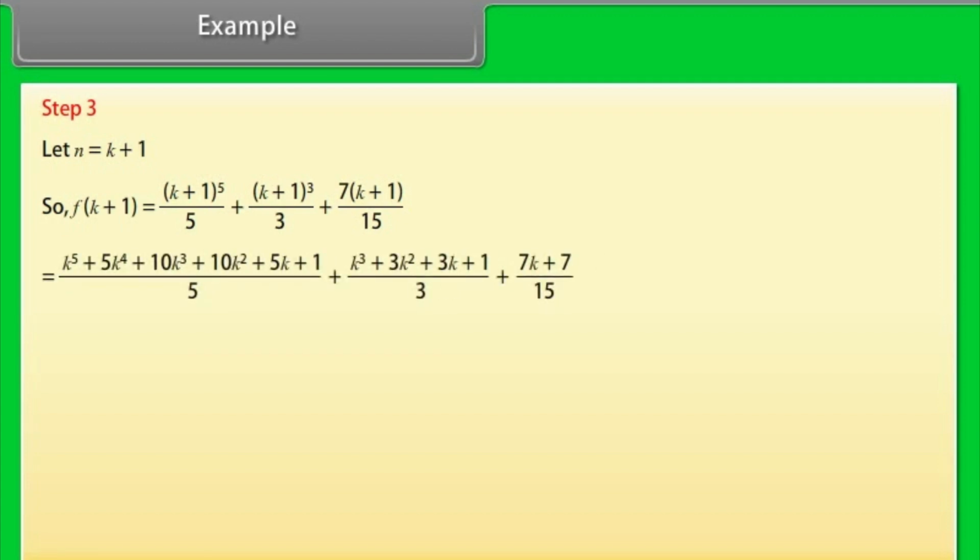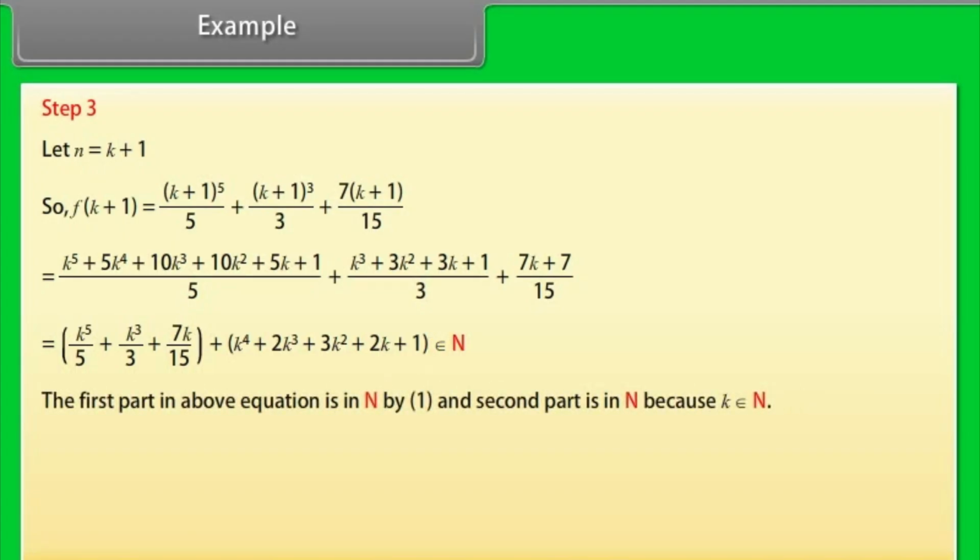Now by calculating it, we get f of k plus 1 is equal to k raised to power 5 by 5 plus k raised to power 3 by 3 plus 7k by 15 plus k raised to power 4 plus 2 into k raised to power 3 plus 3 into k raised to power 2 plus 2k plus 1 belongs to N. The first part in the above equation is in N by 1 and the second part is in N because k belongs to N. So, the result is true for n is equal to k plus 1.